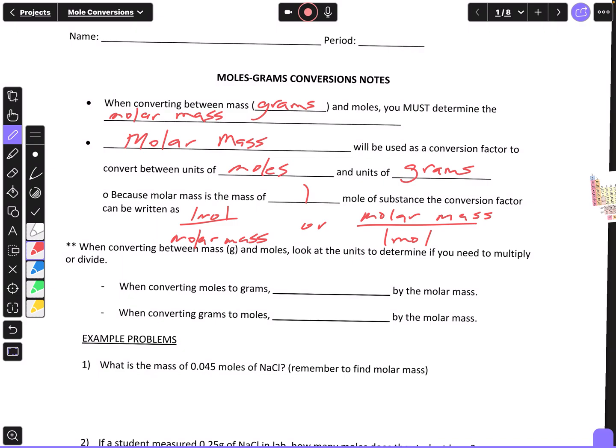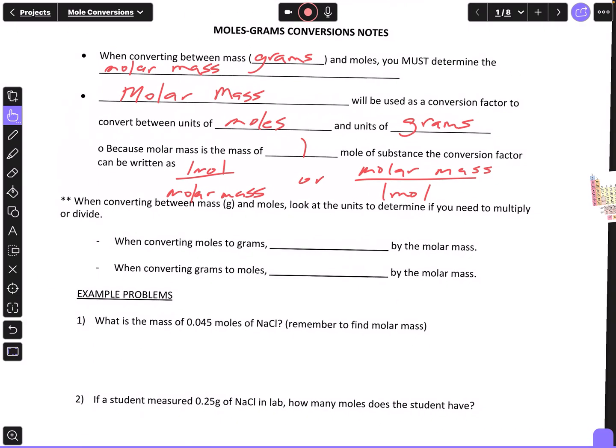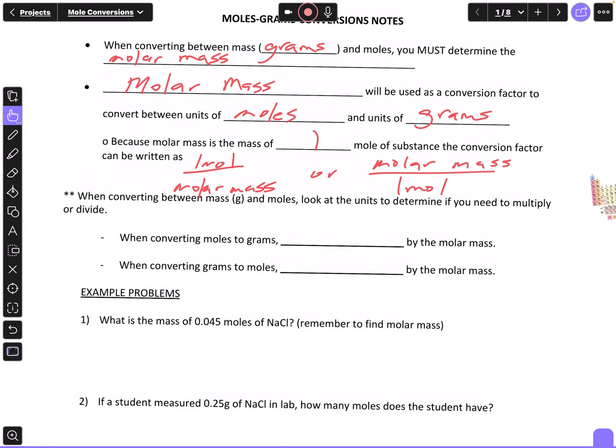So when converting between grams and moles, look at the units to determine if you need to multiply or divide. When converting moles to grams, we're going to multiply by the molar mass. When converting grams to moles, we're going to divide by the molar mass. So if I'm given moles and I want to go to grams, I'm just going to figure out my molar mass and I'm going to multiply.